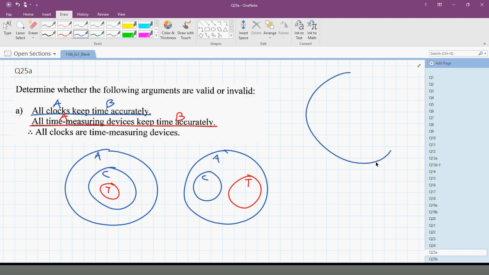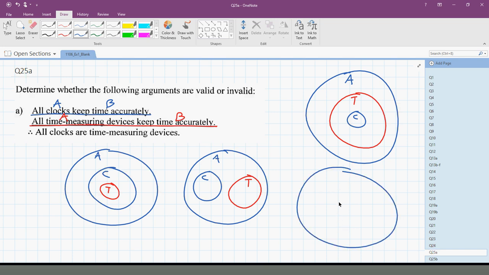But still, there's another circle that could look like this. So you have to consider all possibilities when making Euler diagrams. It could look like that. And still, clocks is in my accurate time. Time measuring devices is in my accurate time. And last but not least, your circle could look like this. Maybe they just overlap each other a little bit. So these are all the different pictures that this can look like up here.